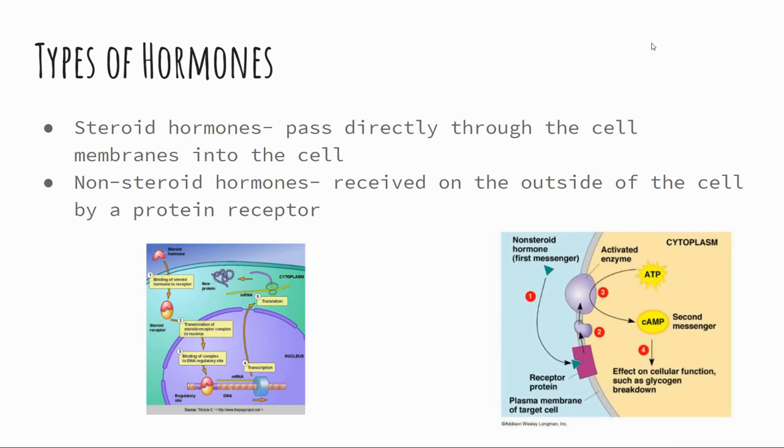There's also two types of hormones. You have steroid hormones and non-steroid hormones. Steroid hormones pass directly through the cell membranes into the cell. Non-steroid hormones are received on the outside of the cell by a protein receptor and have to be actively transported into the cell. So steroid hormones are passively transported into the cell, non-steroid hormones actively transported into the cell.